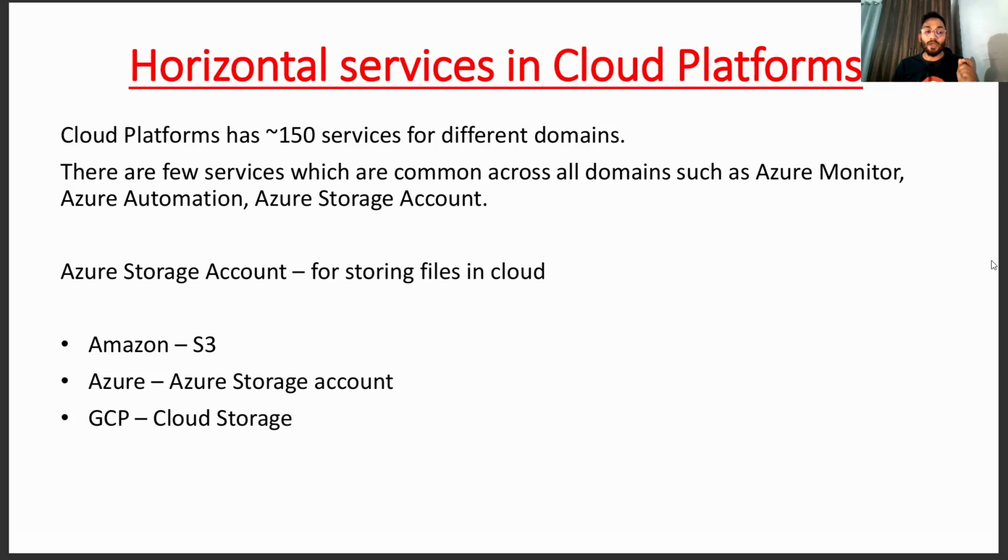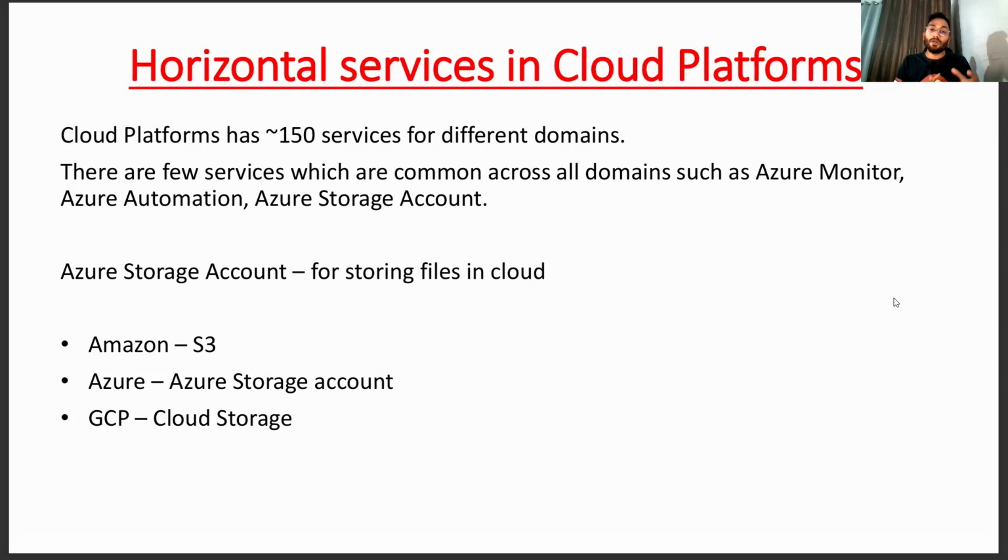And different cloud platforms have a different name for it. For the Amazon platform, it is called S3. For Azure, it is called Azure Storage Account. For Google Cloud Platform, GCP, it is called Cloud Storage. And in this series, we will be understanding cloud platforms using Azure. Yeah, that was about the horizontal services in cloud platforms.